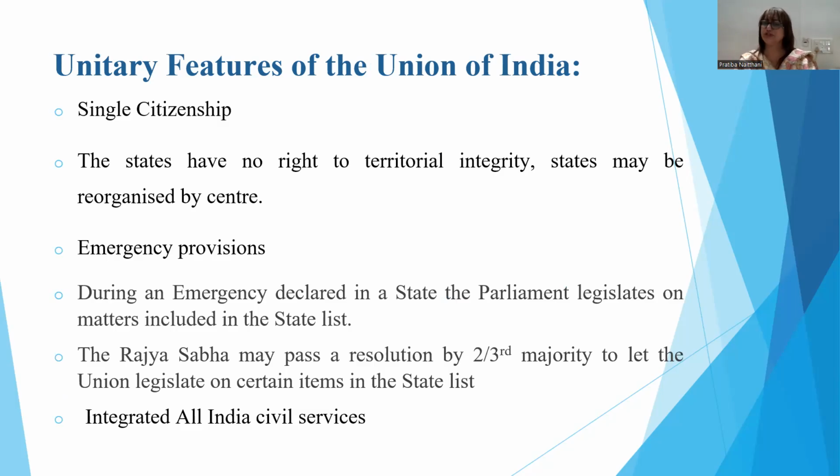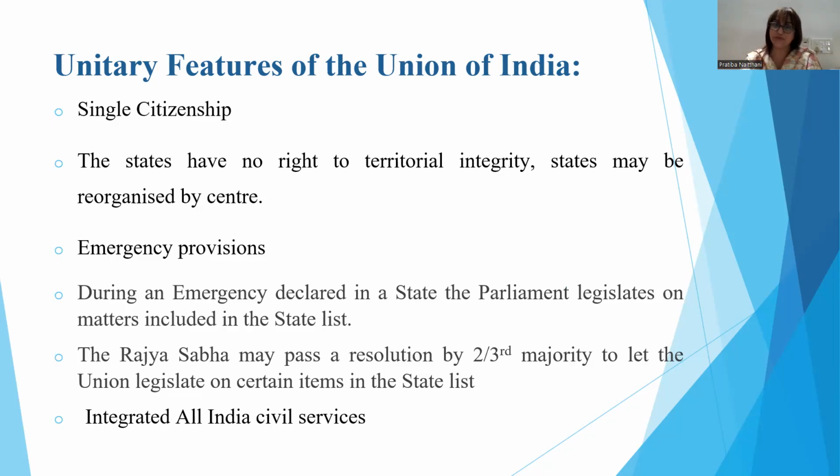When you talk about the unitary features, we have discussed this at length in great detail. We have single citizenship. Then the states do not have the right to territorial integrity. That means the size and territory of the state can be changed by the center. The center can divide one state into three. It can pick up two states and merge them into one. It can redraw the boundaries of a particular state. It can change the names of the states. So definitely the center has more powers than the states as federating units.